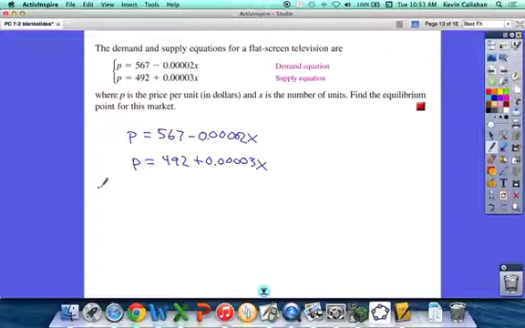It's essentially the same thing as setting them equal. Right? If I take this equation, and since they're written in the order they are, I'm going to subtract this equation minus this equation. Will that eliminate a variable? Sure. So it's elimination. So 0 equals 567 minus 492, 75.